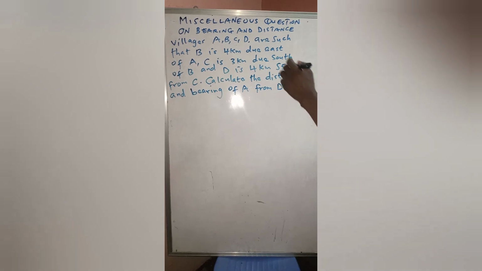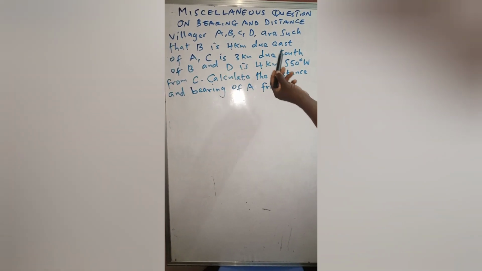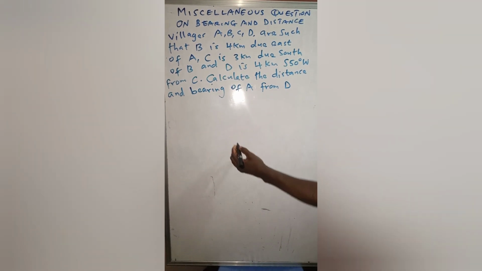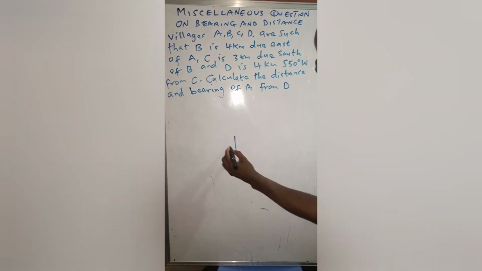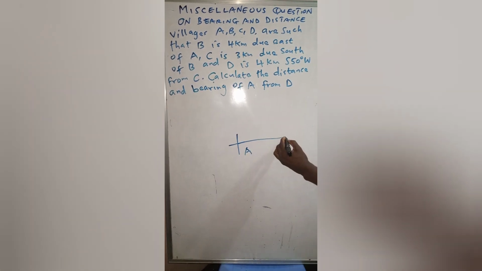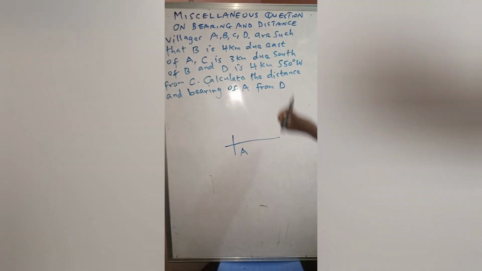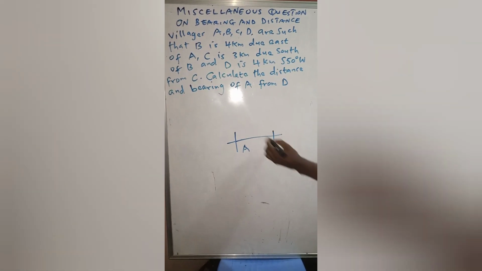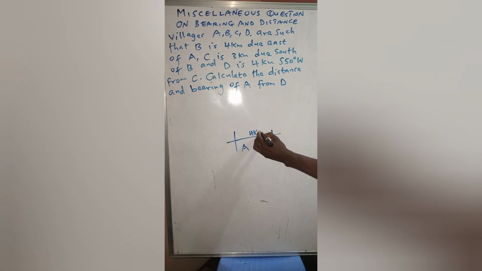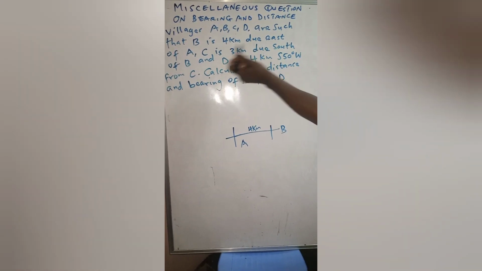In the last video, this is the miscellaneous question on bearing and distance. Villages A, B, C, D are such that B is 4 kilometers due east of A. You place your cardinal point on A. This is 4 kilometers, and this is B, 4 kilometers due east of A.